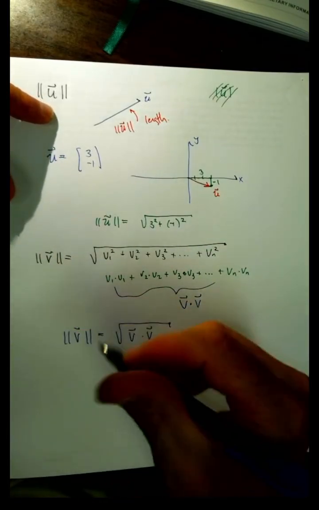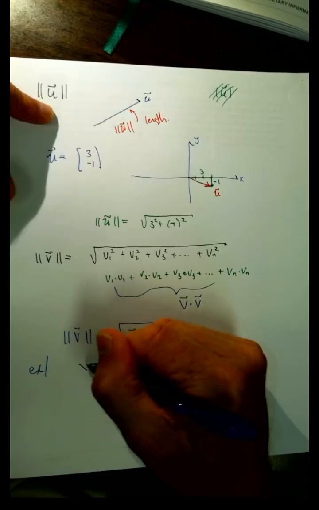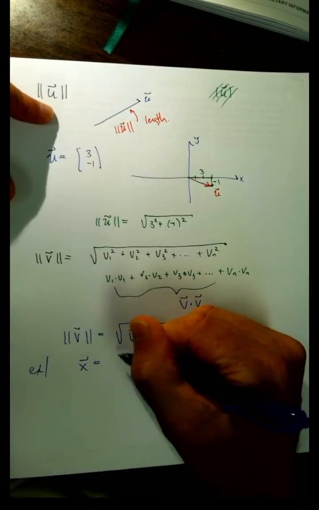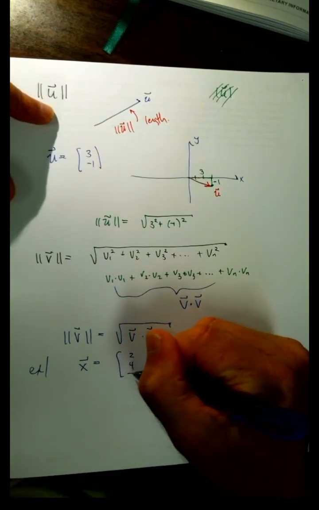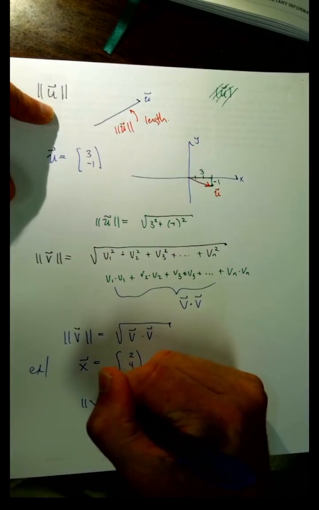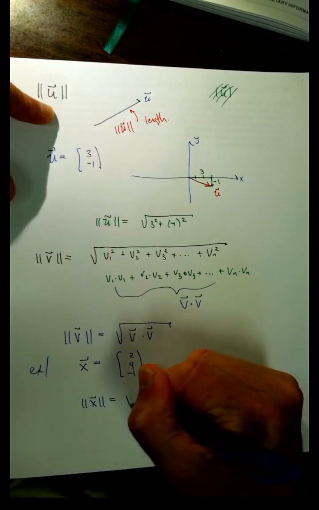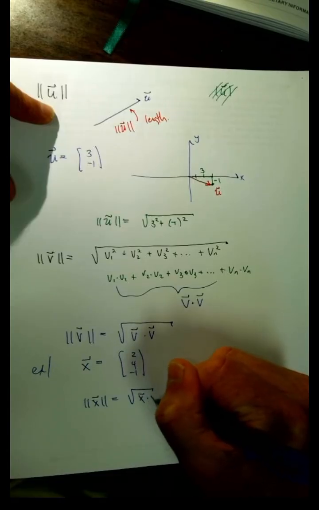For example, if I have a vector x, and the vector is 2, 4, minus 1, the norm of x is going to be the square root of x dotted with x.